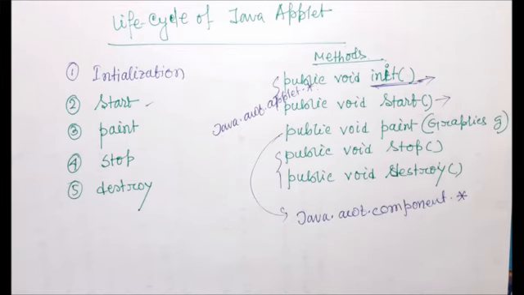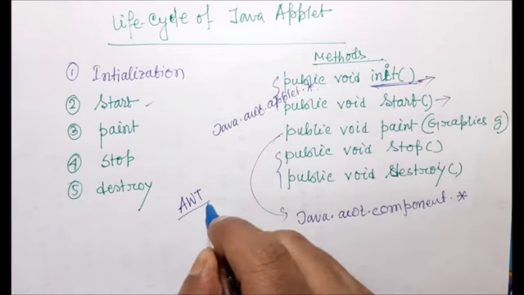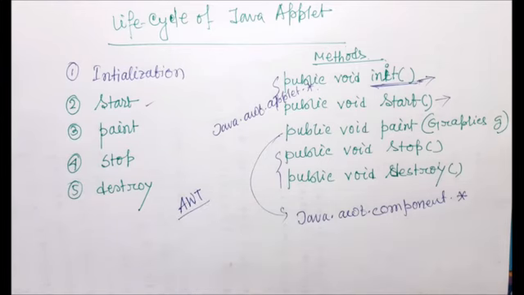And the next method is the paint method, and the paint method is called each time an AWT-based applet's output must be redrawn. Let me write this term, AWT, abstract window toolkit.